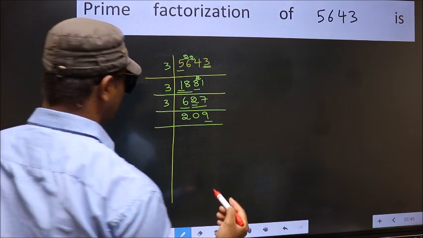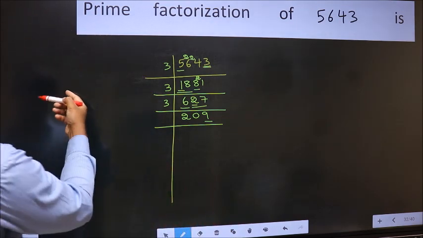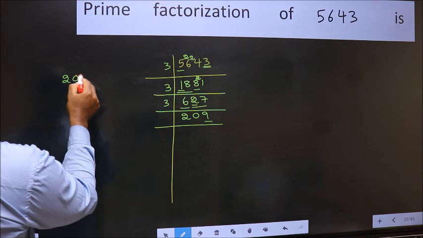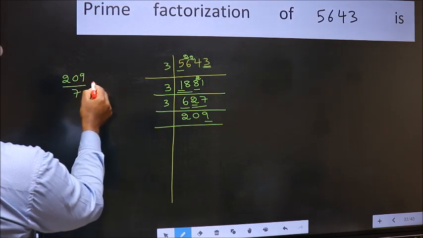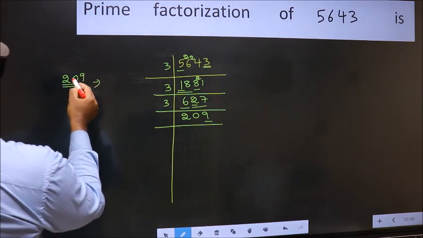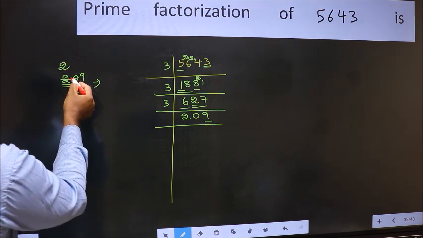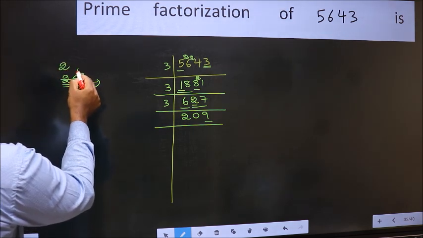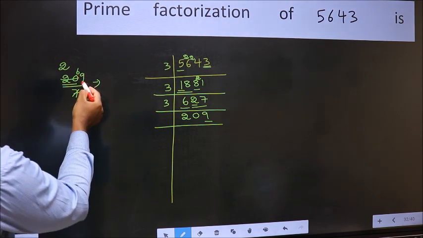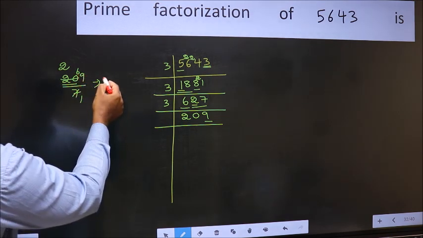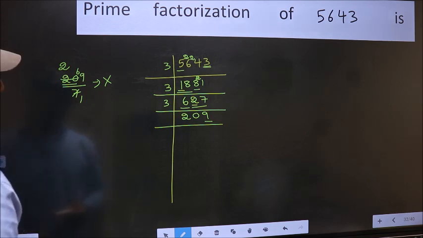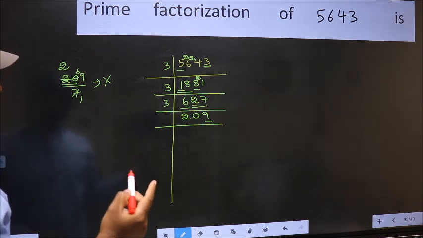Next prime number 7. Let us check divisibility by 7 here. A number close to 20 in the 7 table is 7 2's 14. 20 minus 14, 6, 6 carried forward, 69. We don't get 69 in the 7 table, so this is not divisible by 7. Next prime number 11.